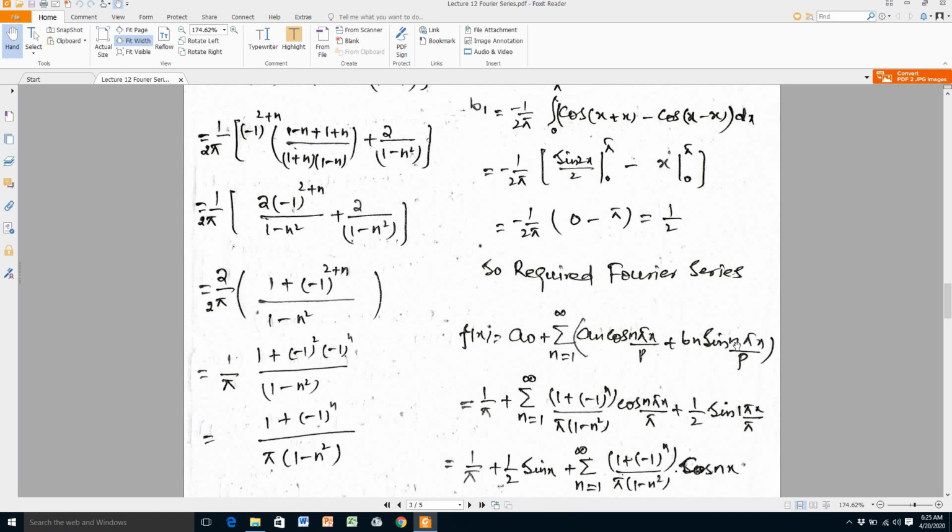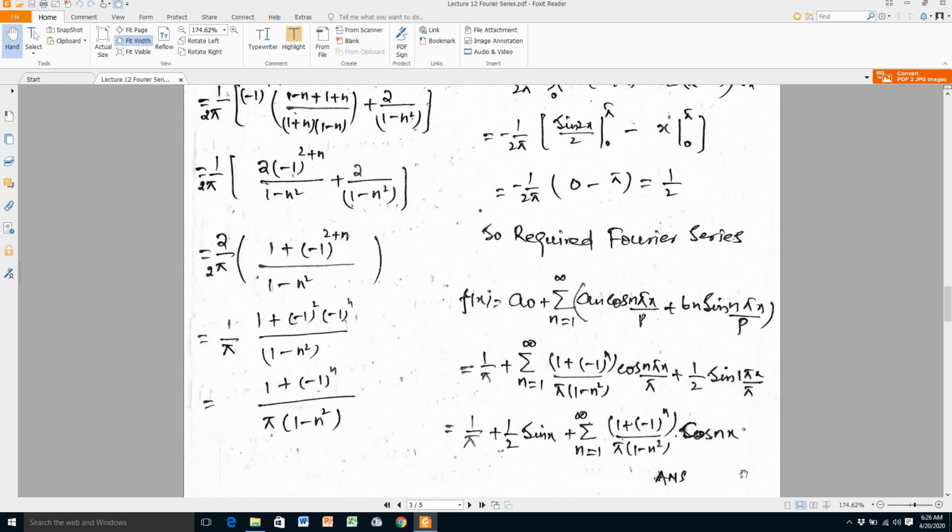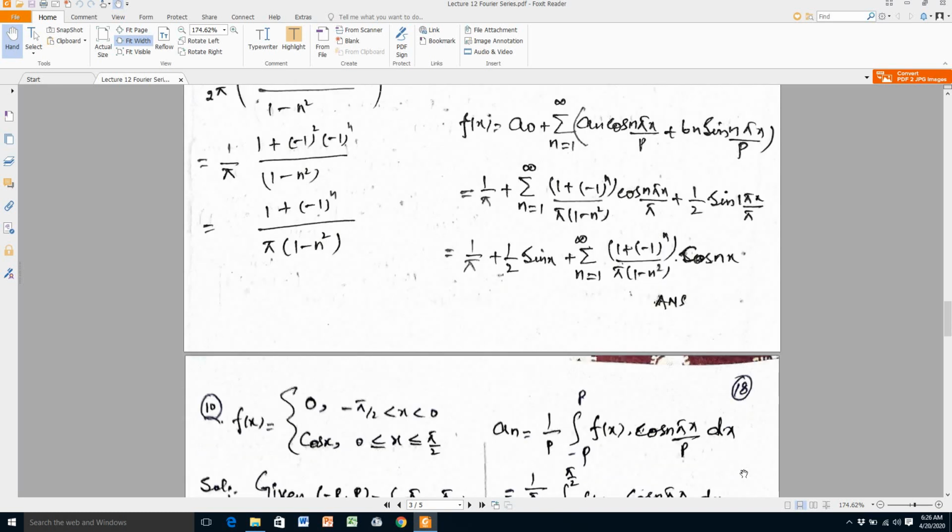Here I substitute n is equal to 1, so that's why I am writing here 1 pi x over pi, and after simplification you get 1 over pi, and you see here pi is cancelled with this pi, and we get 1 over 2 sin x, and this term is independent from summation, so I take it outside from the summation, plus summation n is equal to 1 to infinity 1 plus minus 1 raised to the power n divided by pi into 1 minus n square cos n x. In this way this question comes to an end.